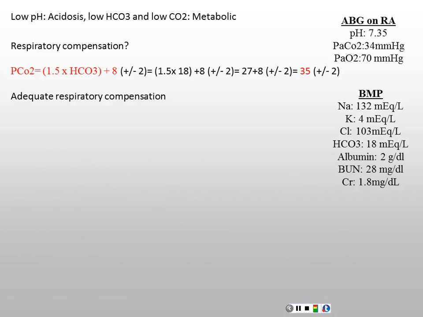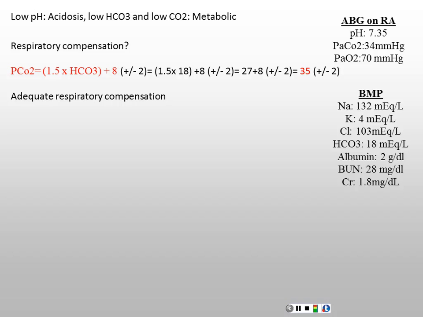We think, if the CO2 is lower to compensate for the metabolic acidosis, is it adequate compensation or not? Here we can use Winter's formula: PCO2 equals 1.5 multiplied by HCO3 plus 8, plus or minus 2. If we calculate that, the number will be 35 plus or minus 2, which is very close to the level of carbon dioxide. So probably there is a respiratory compensation and it is adequate. The quick way to do it is to look at the last 2 digits of the pH, which is 35, equal to 34 more or less, and that can tell you there is an adequate respiratory compensation. So this is a quick way to do it.